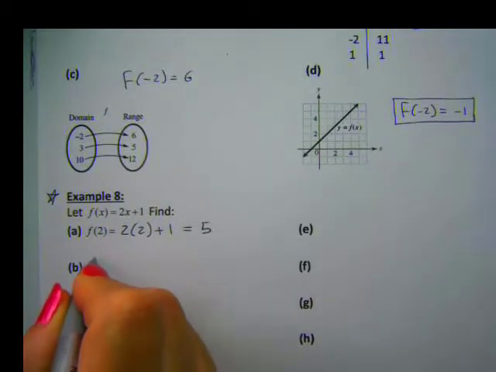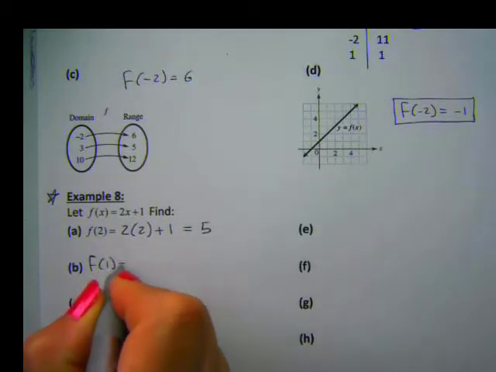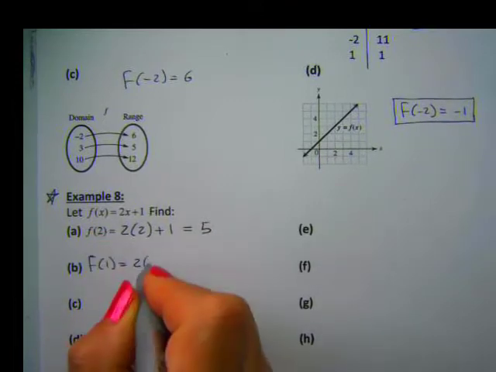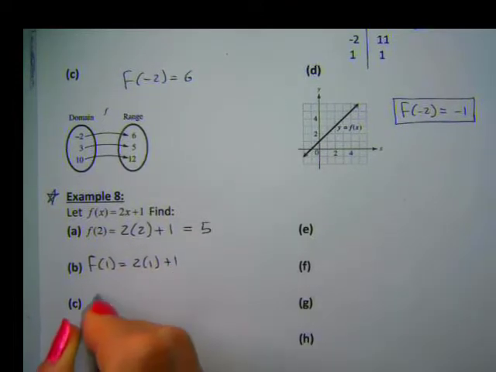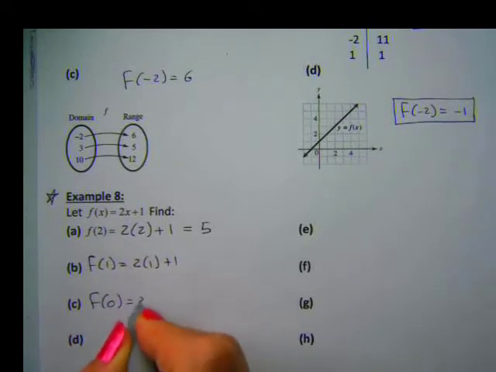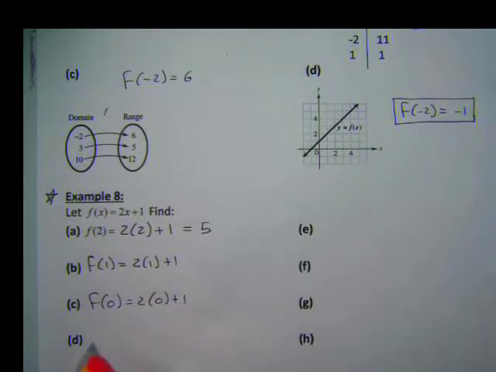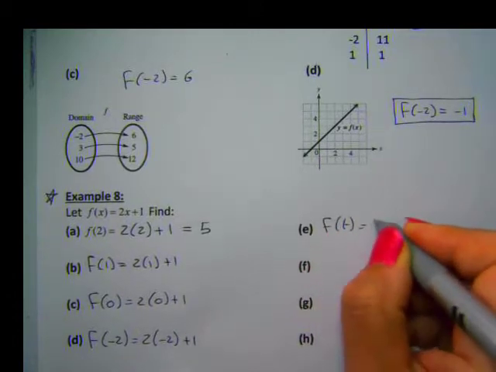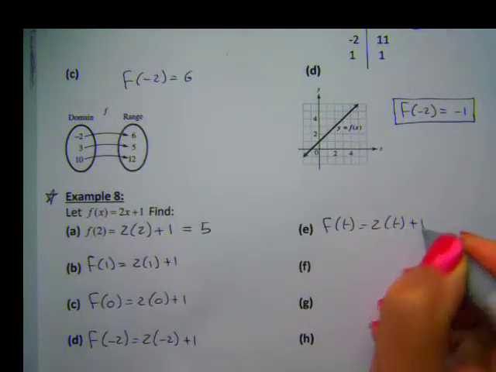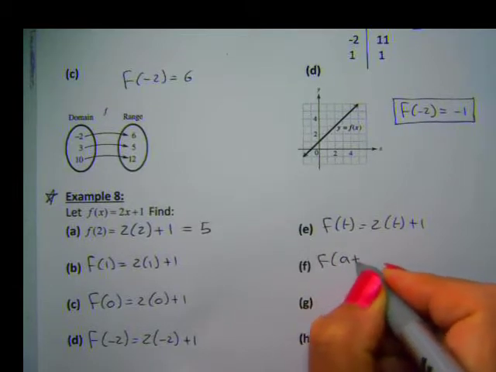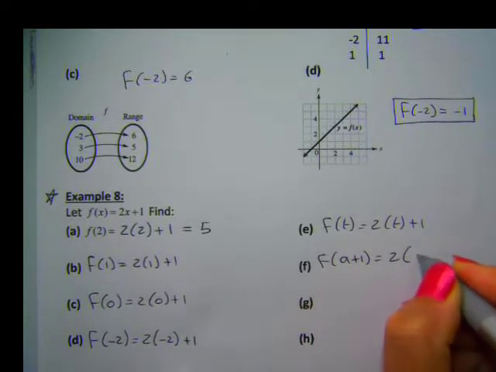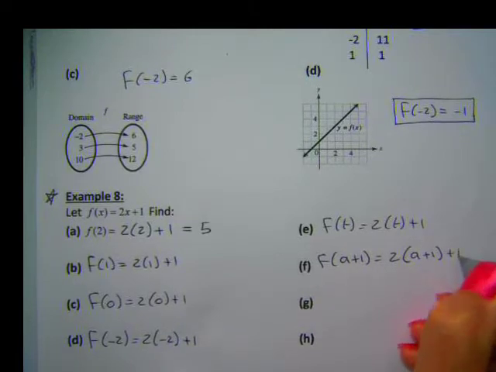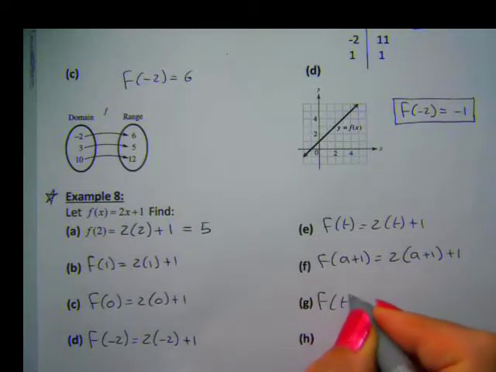So let's do it. Let's start. What is f of 1? It's 2 times 1 plus 1. What is f of 0? It's 2 times 0 plus 1. What is f of negative 2? It's 2 times negative 2 plus 1. What is f of t? It's 2 times t plus 1. What is f of a plus 1? It's 2 times (a plus 1) plus 1.